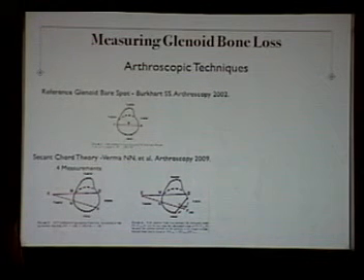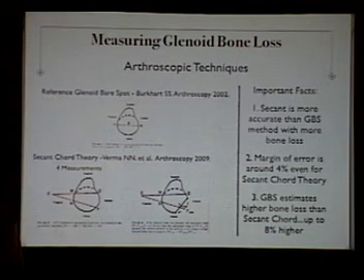The second one at the bottom of this slide, the secant chord theory, is a little more involved. It involves a little more math, and I don't want to be a mathematician in the operating room, so I tend not to use this. But it's based on the concept that if you draw parallel lines through a perfect circle, you can measure and estimate how much is missing. I'll leave that there for your reference.